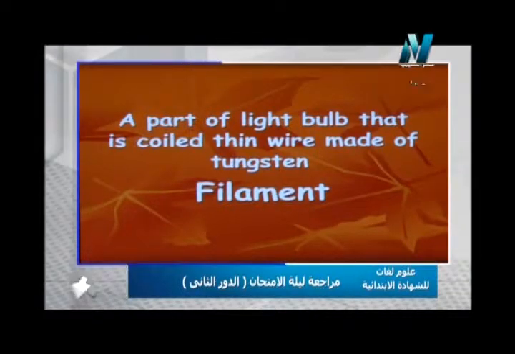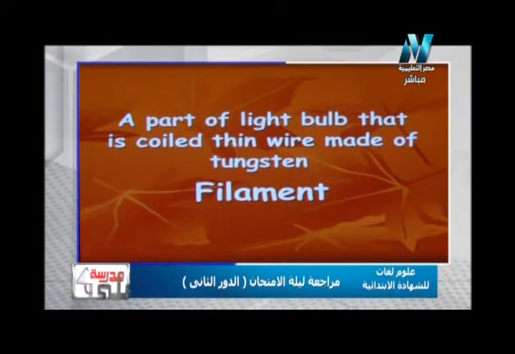The filament, which is made of tungsten, and we have a very important give reason in this point. The question says: give reason, the filament of the light bulb is made of tungsten. Surely the answer will be: because tungsten has a high melting point.